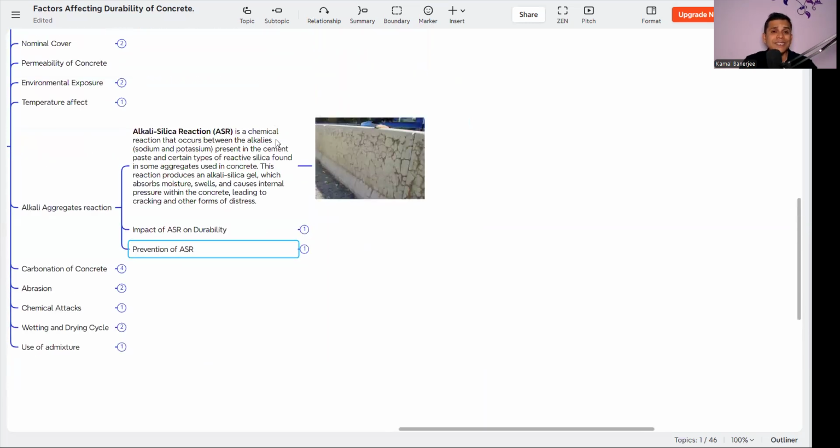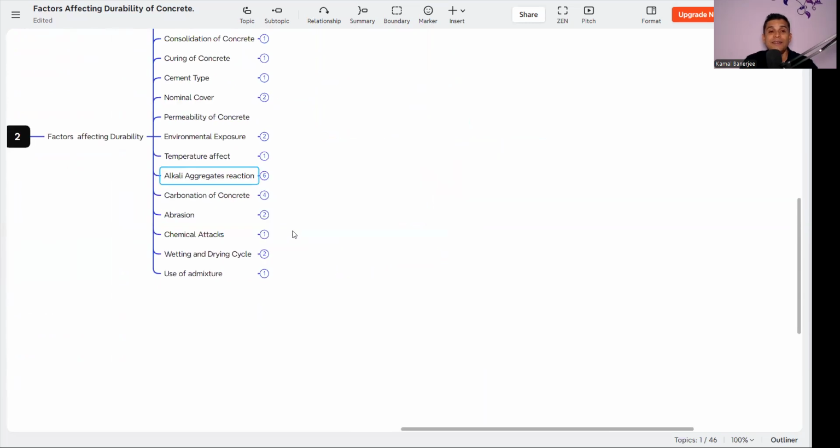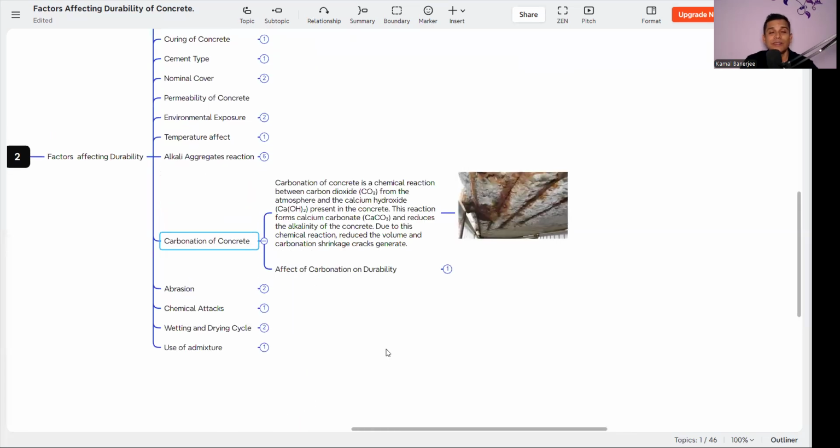So these are the things about the alkali silica reaction, which has a detrimental effect on the concrete strength and durability. Another thing is, what is carbonation? Carbon dioxide is not good for our health. In the same way, it is not good for the health of the concrete itself. So if carbonation is happening, then the concrete will deteriorate.